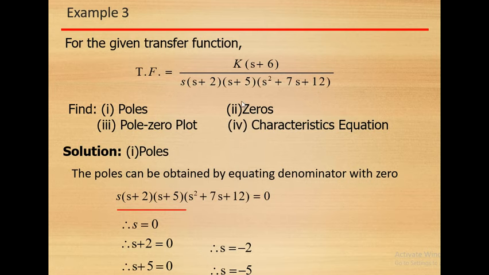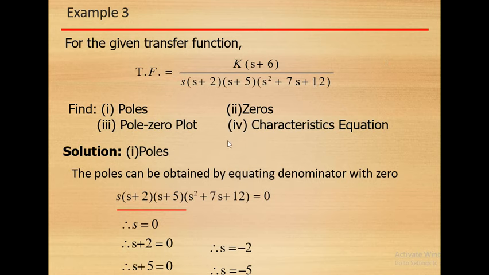So we have to equate this denominator with 0, and after that we have to find the value of the pole. How are we going to find it? We have to make the denominator equation 0. We have to put values in this equation in such a way that the denominator equals 0, so that the expression reaches infinity. Anything divided by 0 will be infinite, that you know.